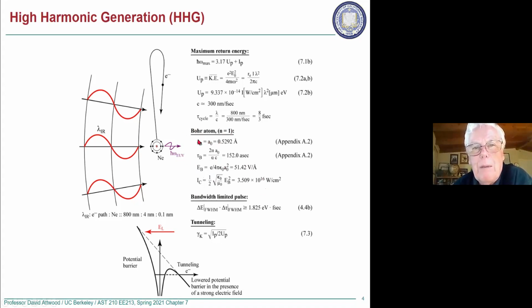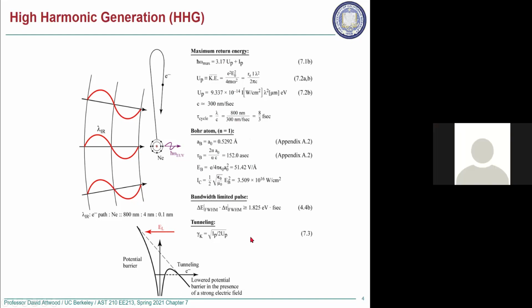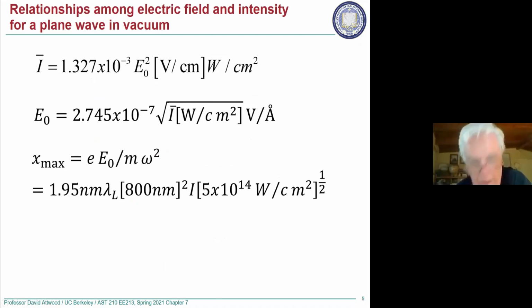These are just properties of that Bohr atom, just as a model for us. They have to do with what kind of energy we can get and how long the cycles are, and things like that. So we'll come to them again. Okay, so we see these equations.